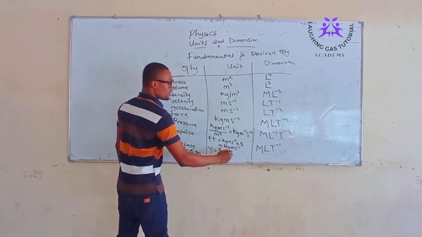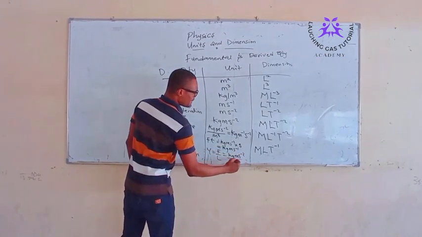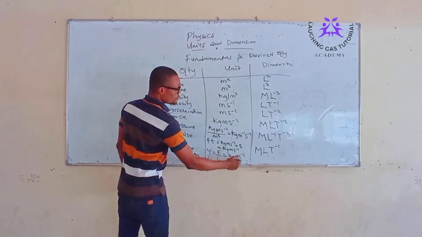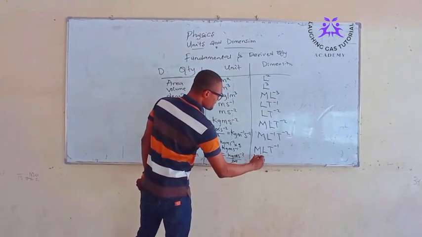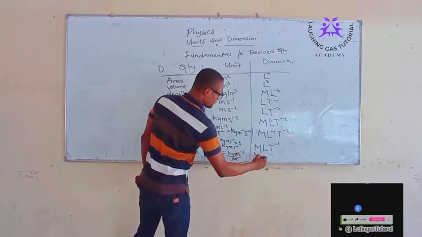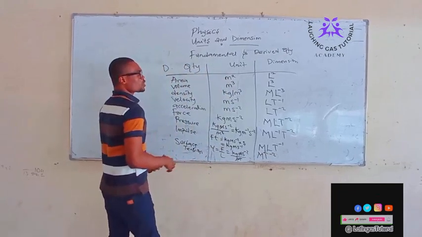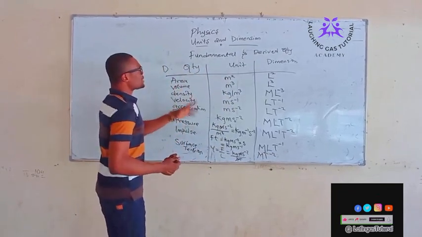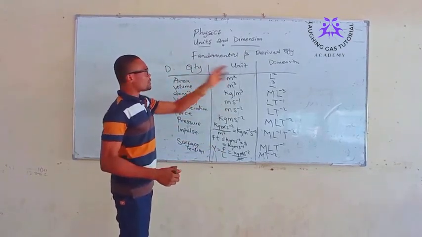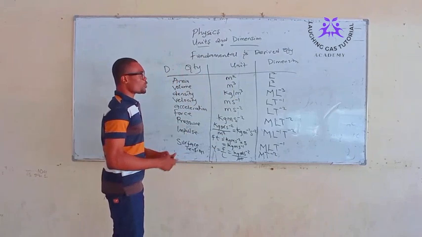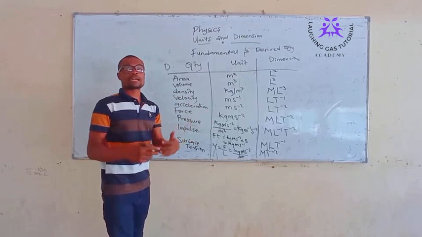So that is to say, kilogram meters per second squared divided by meters. So meters cancels meters. We'll now have that the dimension is definitely meters, or M per second squared. That's M per T squared. So these are just but a few derived quantities, their units, and the dimension for the derived quantity.